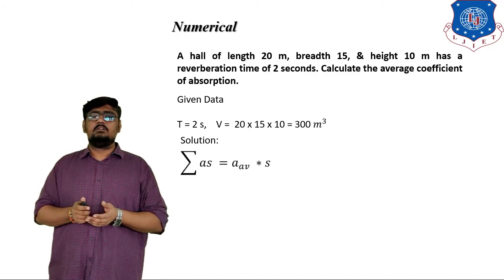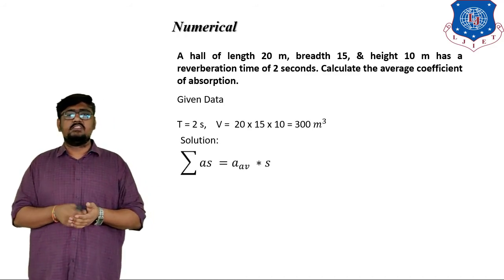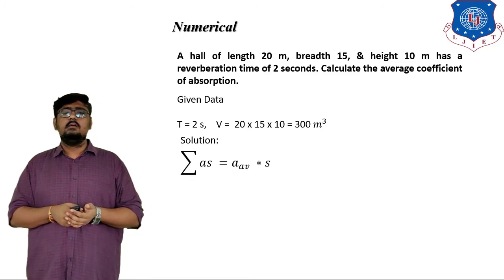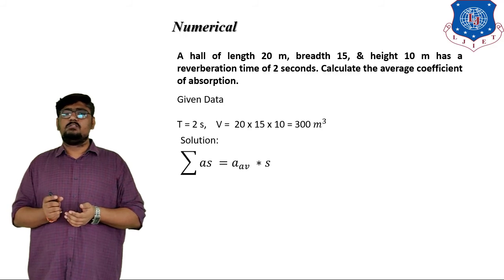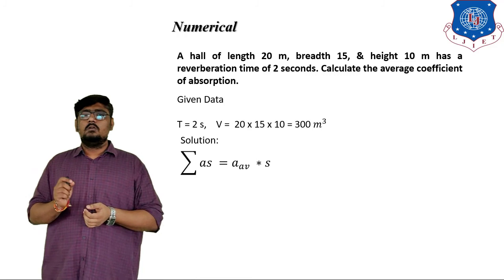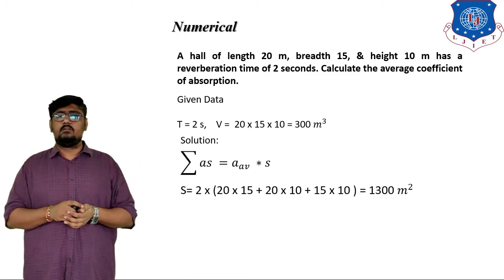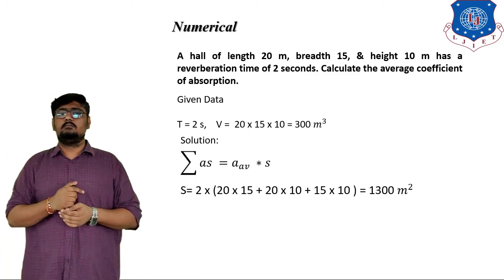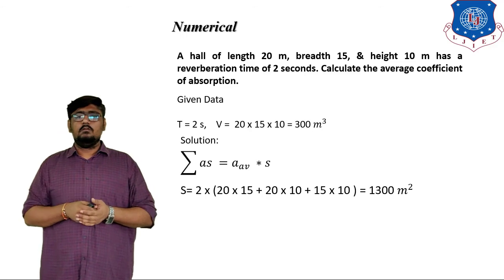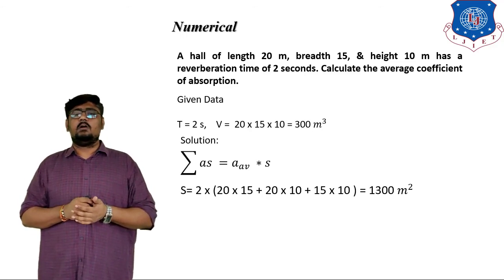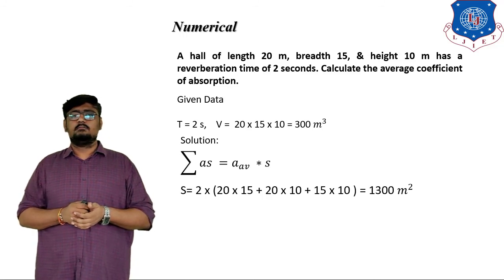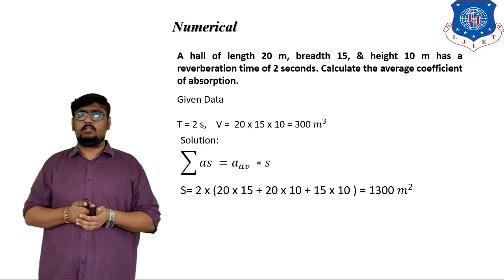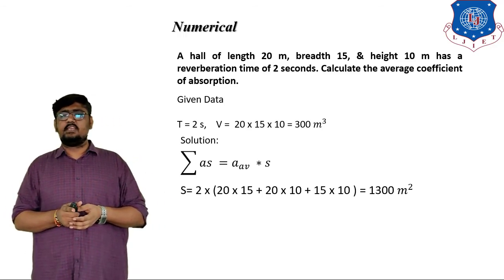We know that sigma AS equals the average coefficient into the total surface area. Small s here is the total surface area of the entire room, and A is the absorption coefficient, with suffix AV standing for average. The first step is to calculate the total surface area of the entire room. The room contains a total of 6 surfaces: floor, ceiling, and 4 walls. So S, the total surface area I have calculated here, is about 1300 meter square. This is the formula for the surface area of a cuboid. Refer to that if you don't know about this.